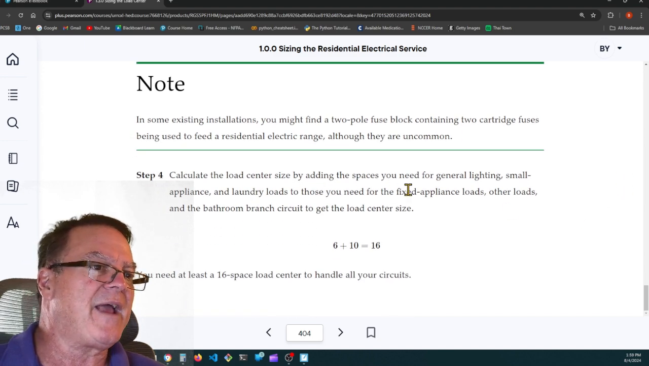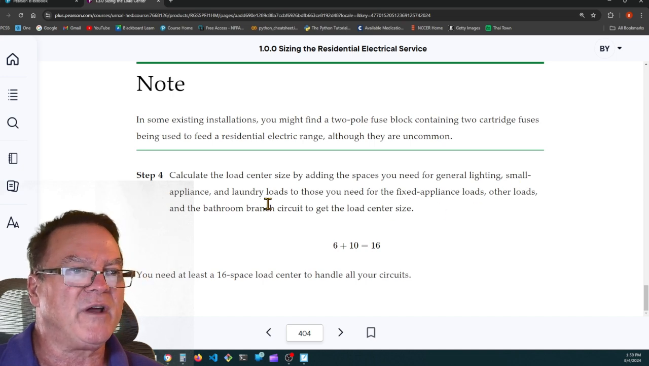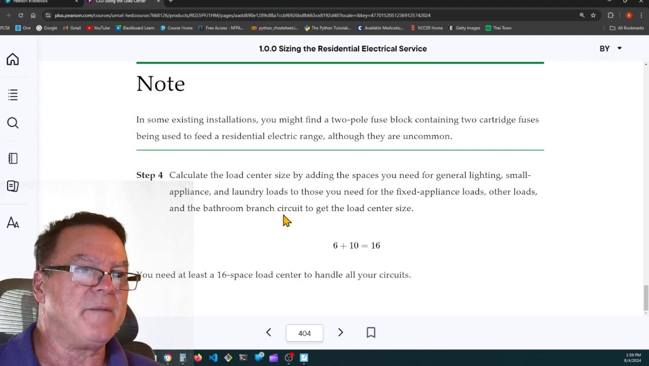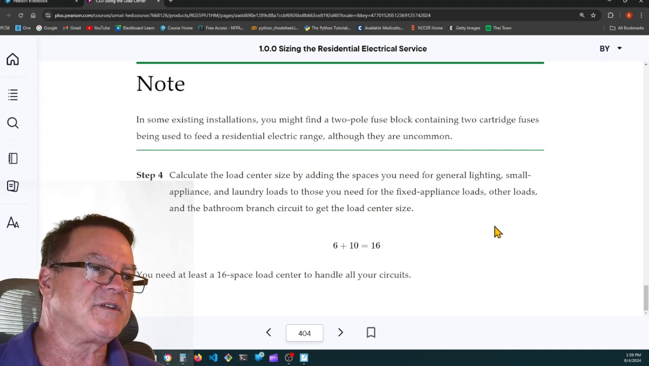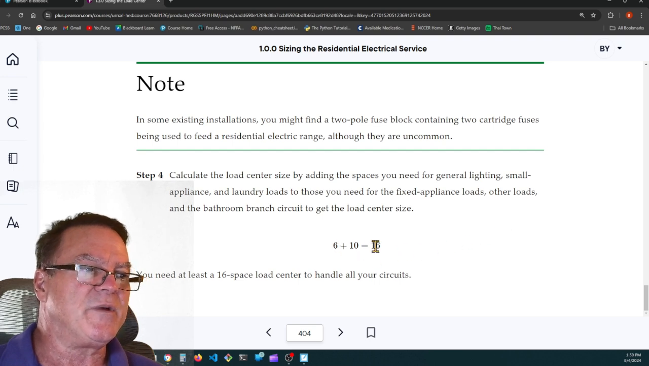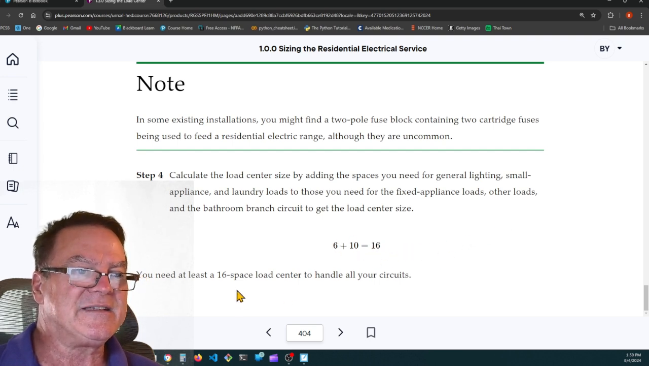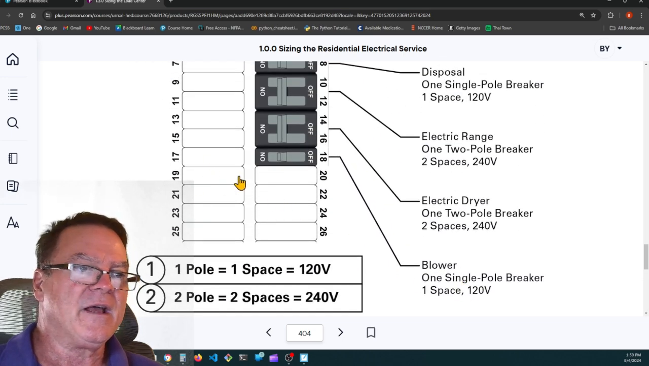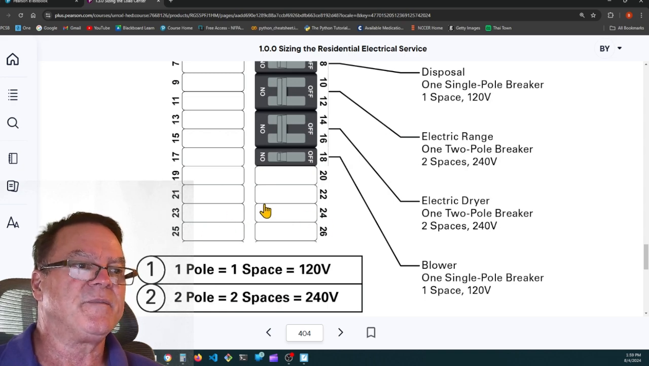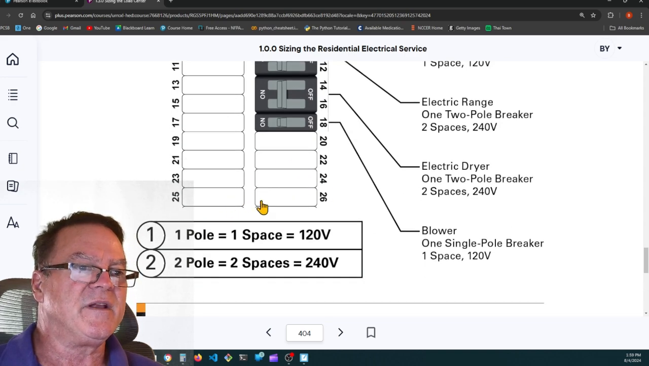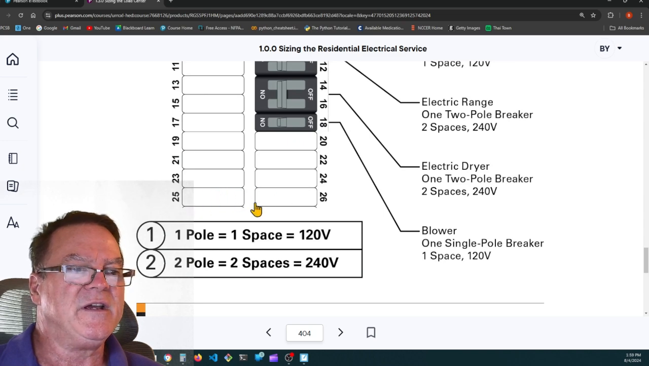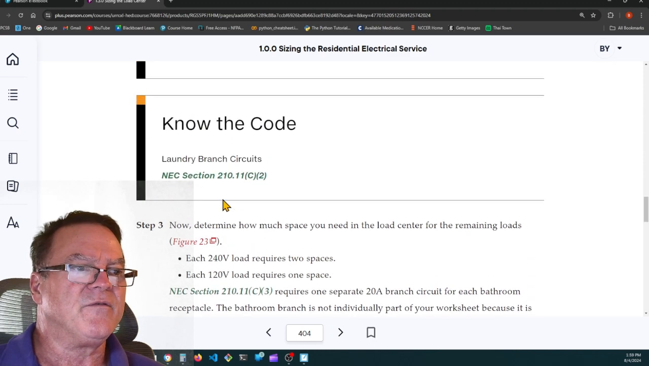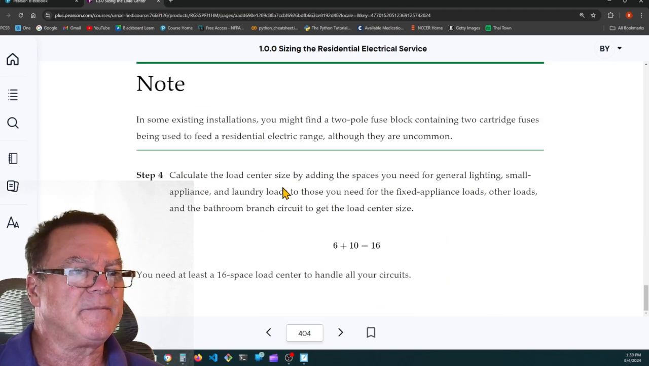Calculate the load center size by adding the spaces you need for general lighting, small appliance, laundry loads to those you need for the fixed appliance loads, other loads, and bathroom branch circuits to get a total load center size. So we need 16 spaces. You need at least a 16 space load center to handle all your circuits. And again, leave a lot of spares. So here, it looks to me like they're getting a minimum of a 30 circuit panel, which is nice. I think 42 is the maximum you can get.